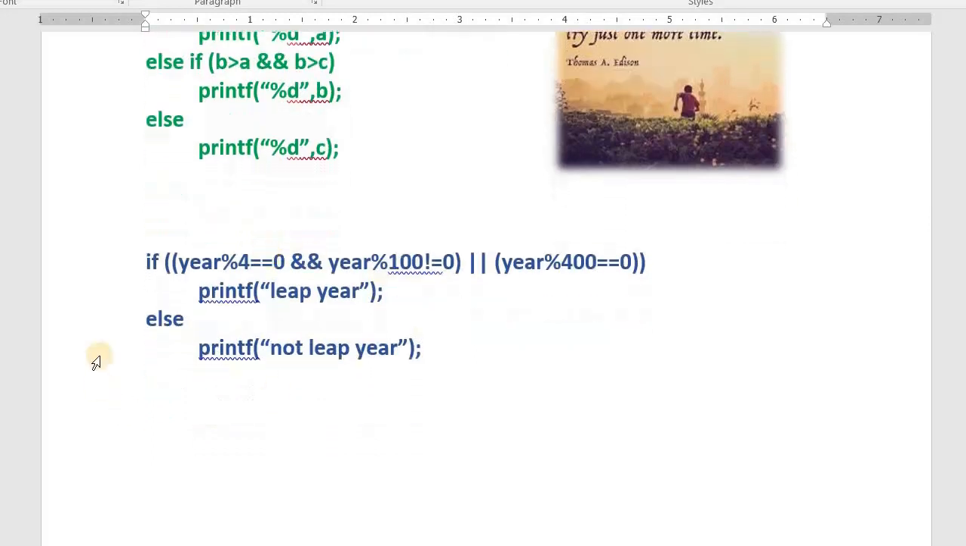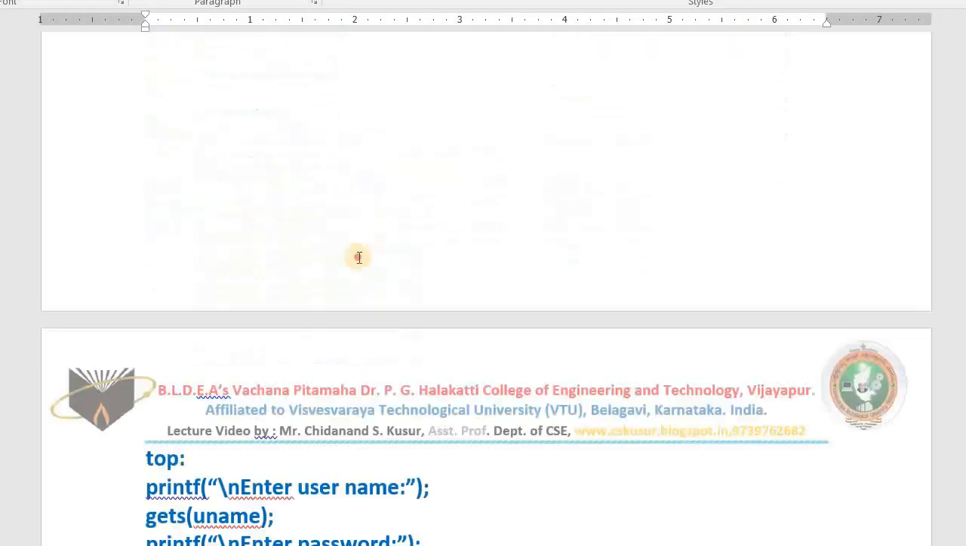This is the core code of a C program to check whether the entered year is a leap year or not. Already we know the conditions. The year must be divisible by 4, and at the same time it should not be divisible by 100. Logical and is compulsory, both must be true: divisible by 4, not divisible by 100. Or one more possibility: if it is divisible by 400, then also it is a leap year. To solve such problems we need knowledge of operators, otherwise we cannot solve them. I hope you understood. Very good.